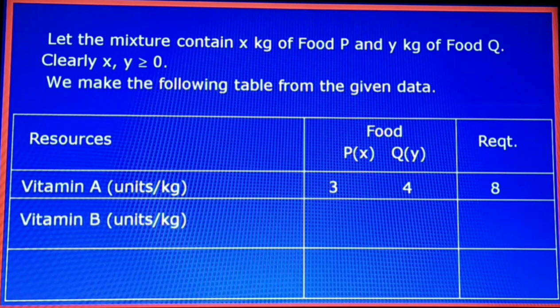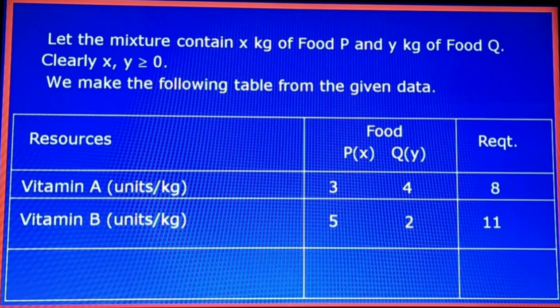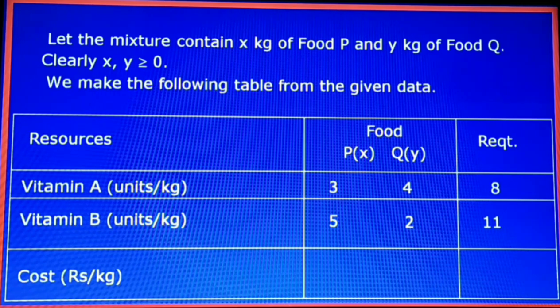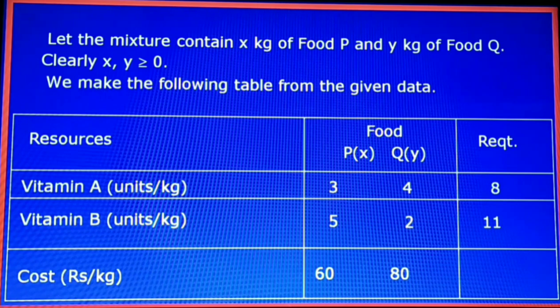Vitamin B in food P 5 units and in Q 2 units. Requirement 11 units. Cost per kg 60 rupees and 80 rupees.